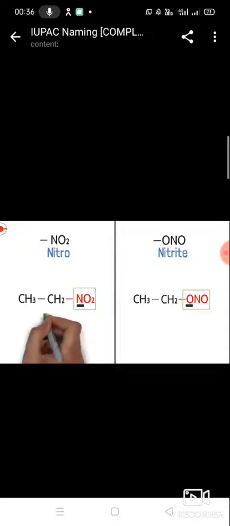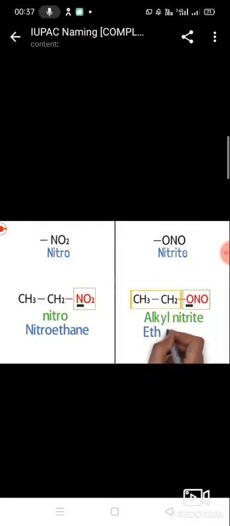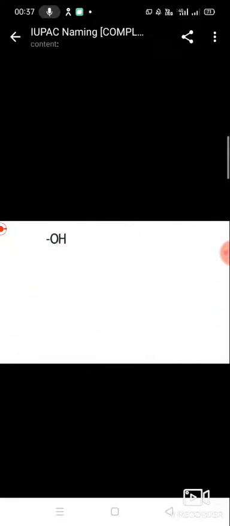So if NO2 is attached with carbon, we say it is nitro. If oxygen is attached with carbon, we say it is nitrite. So the first one is nitroethane, 2 carbon atoms are present. Next one, alkyl nitrite. So what is alkyl? The ethyl group is present. So ethyl nitrite. So nitroethane, ethyl nitrite. Look at the difference. All of this you have to practice.